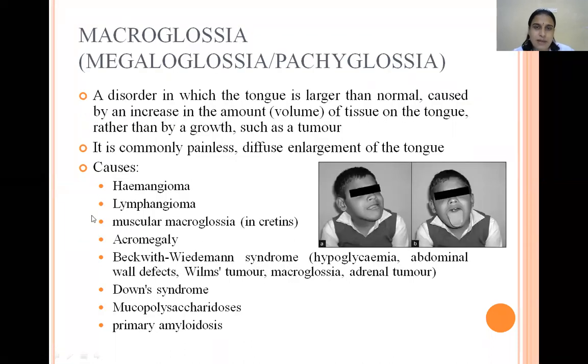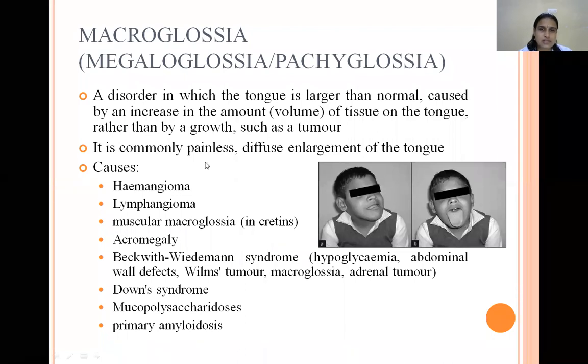Next, coming to macroglossia, also called megaloglossia or pachyglossia. This is a disorder in which the tongue is larger than the normal size. It is caused by an increase in the volume of the tissue of the tongue, rather than a growth of an external tumor. So it is usually painless with diffuse enlargement of the tongue.